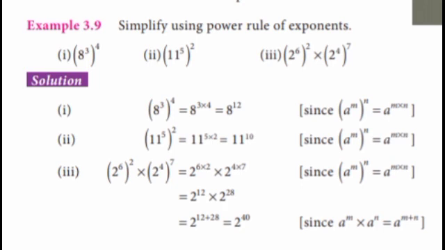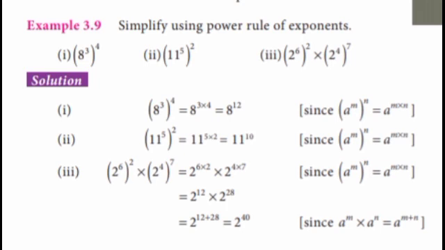Example 3.9. Simplify using the power rule of exponents. See the first question, 8 power 3 the whole power 4. Power of a power rule, so we can multiply the powers. 8 power 3 into 4 equals 8 power 12. Second one, 11 power 5 the whole power 2, which is equal to 11 power 5 into 2, equal to 11 power 10.